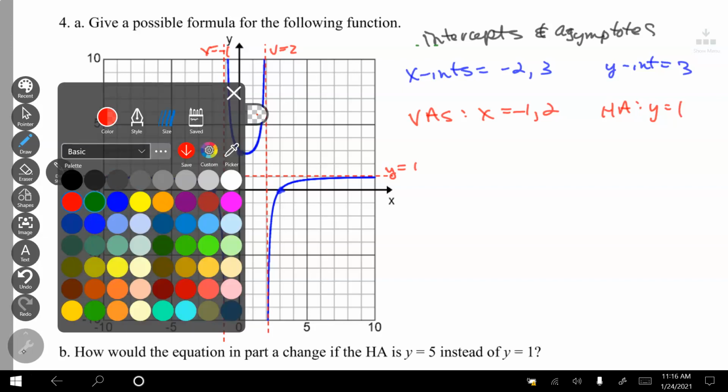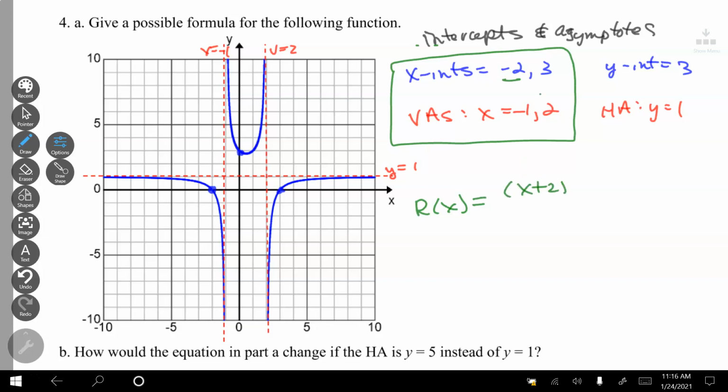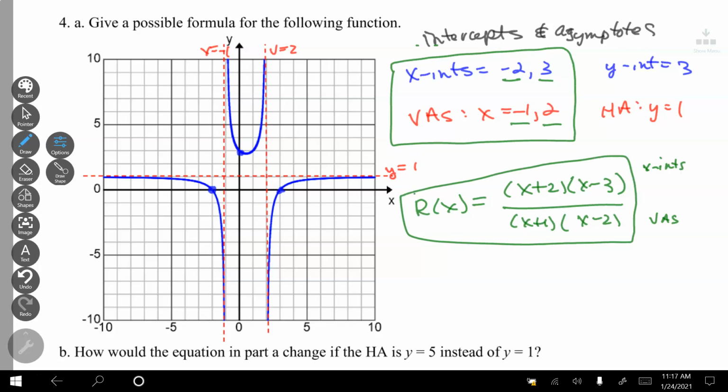But what do I really need? Well, I think when we use our equation, we use x values in our equation. Everything, the numerator and denominator, had x's. So if I did it right now, I would have r of x is equal to, well, -2 becomes x plus 2, and 3 becomes x minus 3, and the x-intercepts are on the top part, over, well, that would be x plus 1, and this would be x minus 2, and the VAs go in the bottom part. So I think right now that's my equation, but I need to check.